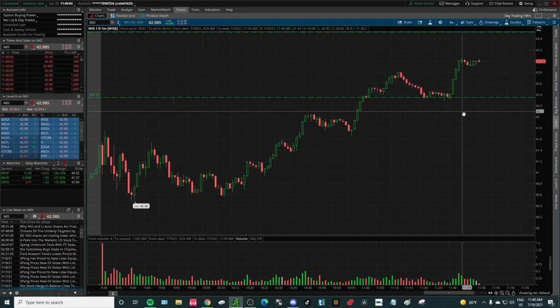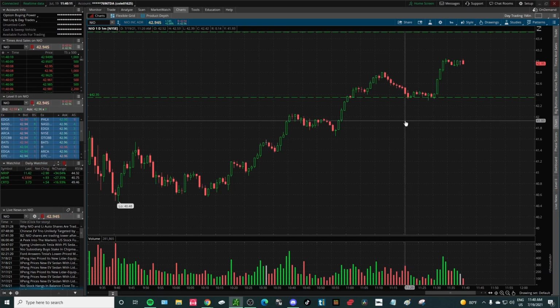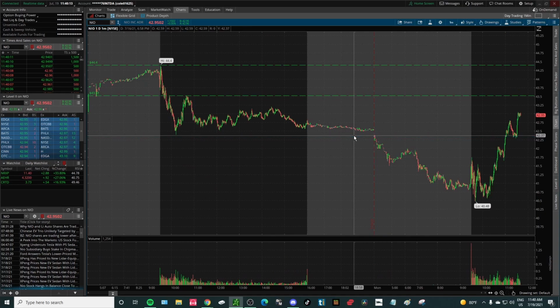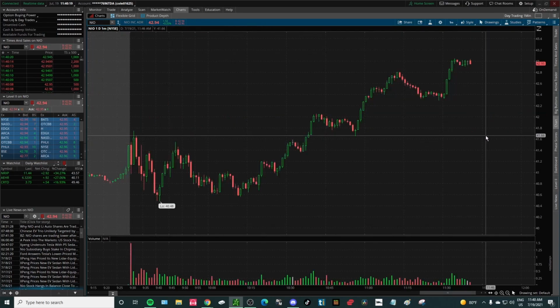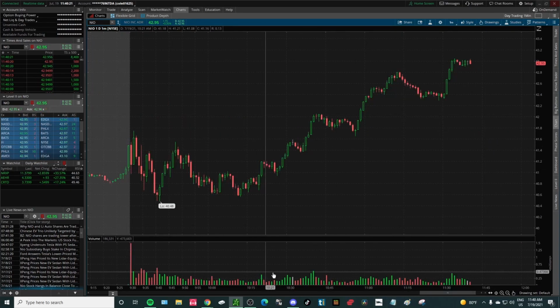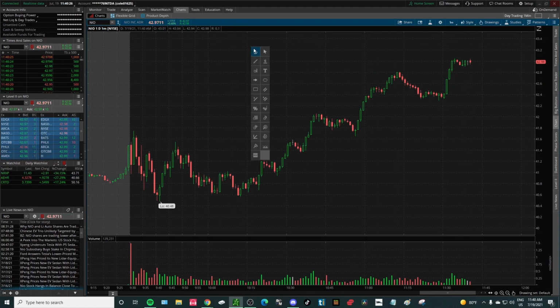Again, these are zones. They're not just levels. You can maybe get back in on this because you see that it's respecting this support and resistance, and you continue higher. Support and resistance are really the only things you need. You don't need all of these indicators. You could be profitable with just volume and support and resistance. You don't need too many indicators.